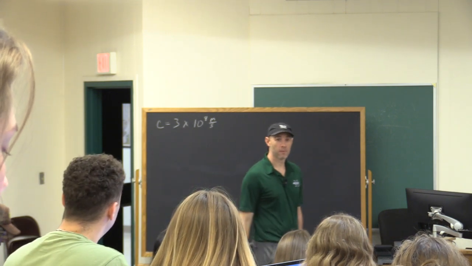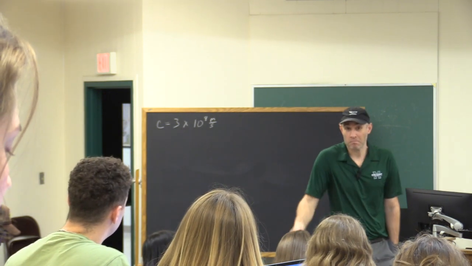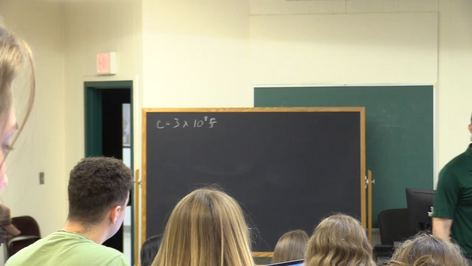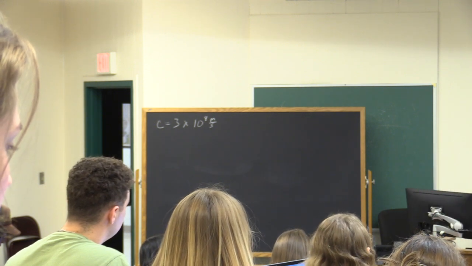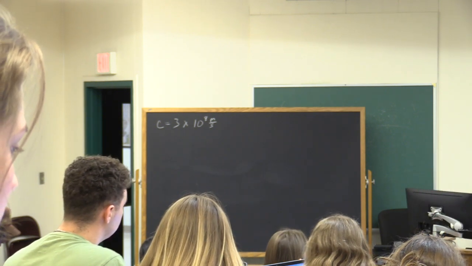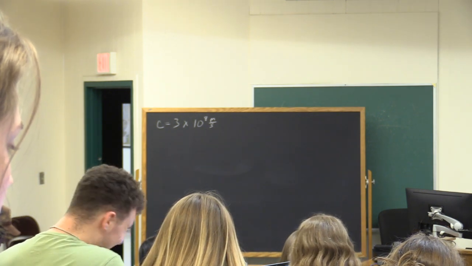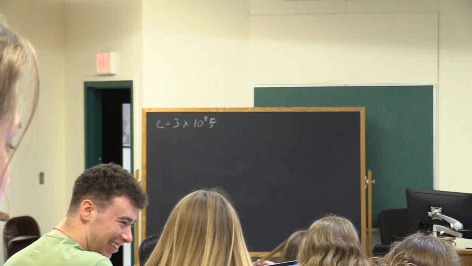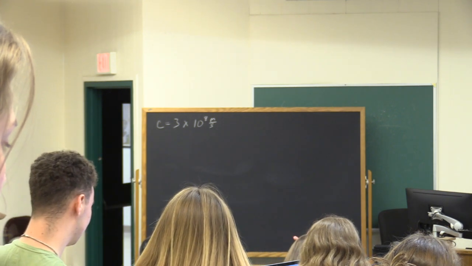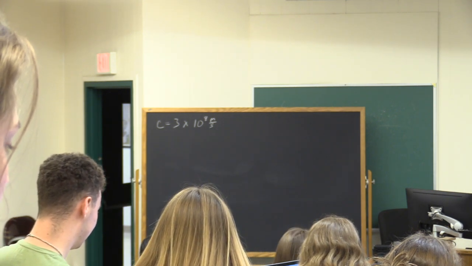That's 186,000 miles per second. That's a lot of miles. That's really far. 3 times 10 to the 8th is 300,000,000. A lot of zeros. The speed of light is really big. It's really fast. Specifically, this is the speed of light in a vacuum.